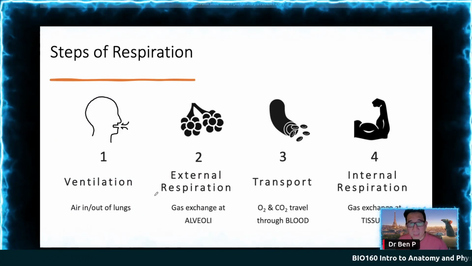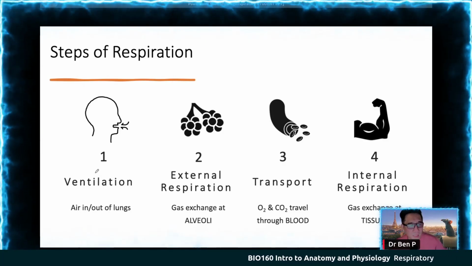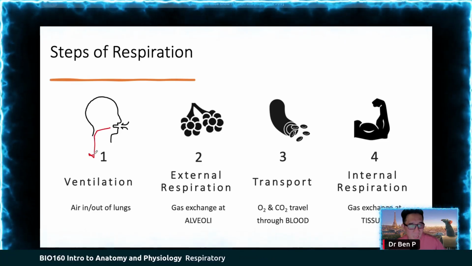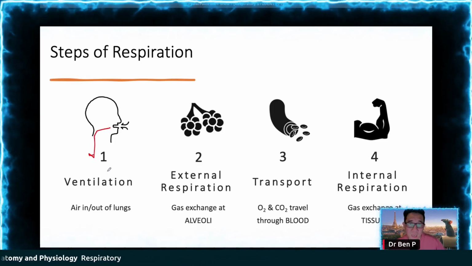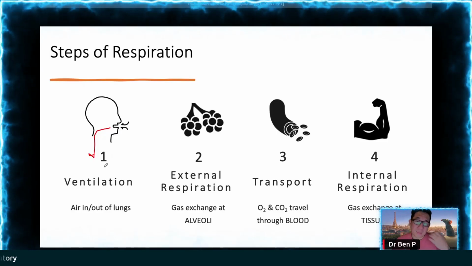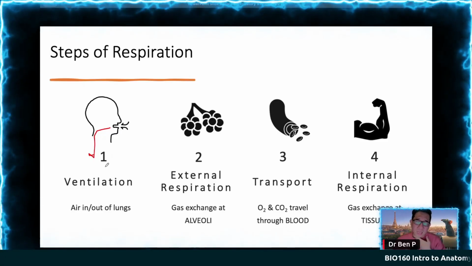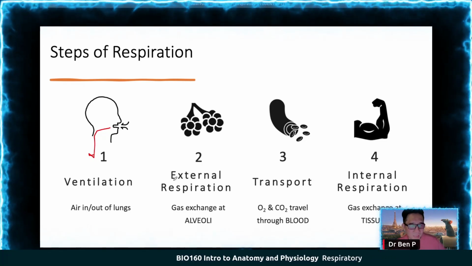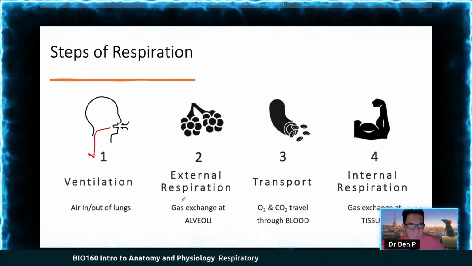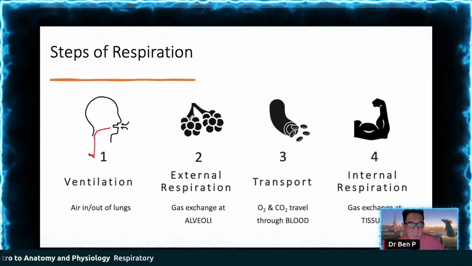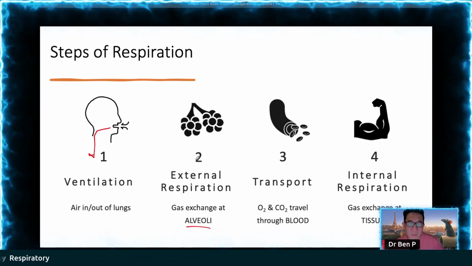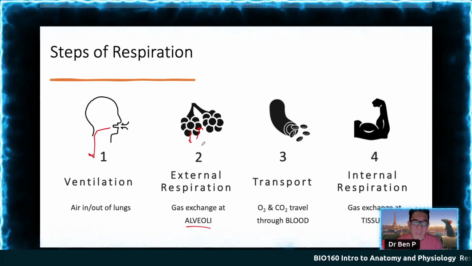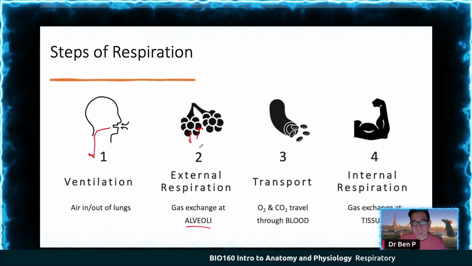Okay, there are four steps of respiration. The first one is ventilation. Ventilation means just breathing in and out, so the air coming into your lungs. If you have a ventilation problem, that means something is actually blocking the airways, blocking the tubes going into your lungs. Then you have the second step, which is external respiration. External respiration happens in your alveoli. This is where the gaseous exchange happens, the O2 coming in and the CO2 going out.